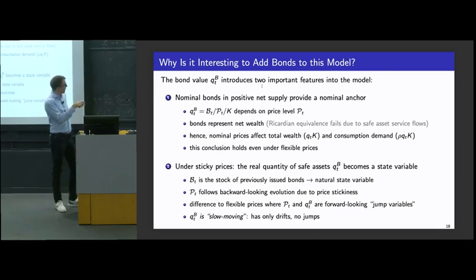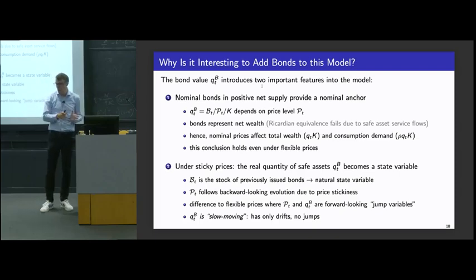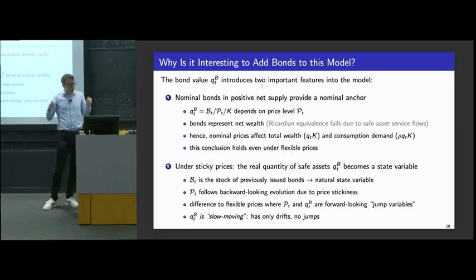Here it does. Why? Because the bond value is inversely related to the price level. If you have $100 of bonds outstanding and the price level is 1 unit per apple, you have 100 apples of bonds outstanding. But if you have to pay $5 per apple, you have only 20 apples of bonds outstanding. So the value of bonds depends inversely on the price level. And bonds represent net worth because Ricardian equivalence fails due to these service flows. That means if the price level is lower, there's more wealth in this economy, and people demand more consumption because they feel richer. That's why the price level feeds into goods market clearing and matters for this economy. So that gives you a nominal anchor, even under flexible prices.